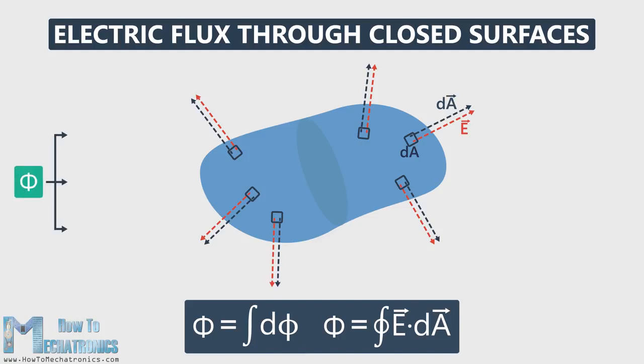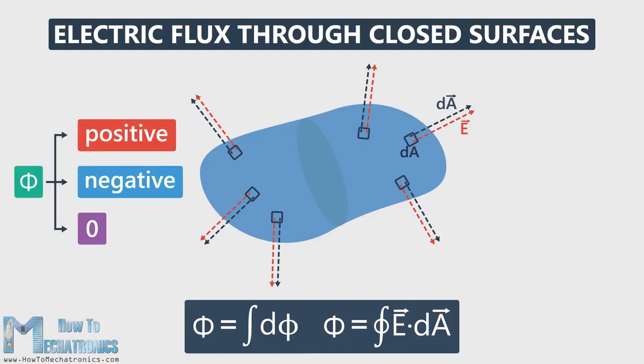The total flux can be positive, negative, or equal to 0. If the same amount of flux is entering and leaving the surface, we have 0 total flux. If more flux is leaving than entering the surface, then the total flux is positive. Opposite, if more flux is entering than leaving the surface, we have negative total flux. Let's take a look at another example and see how the electric flux is related to Gauss's law.